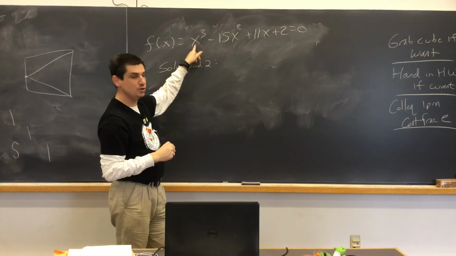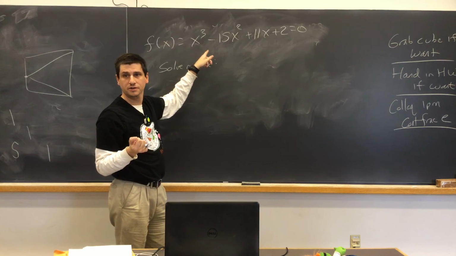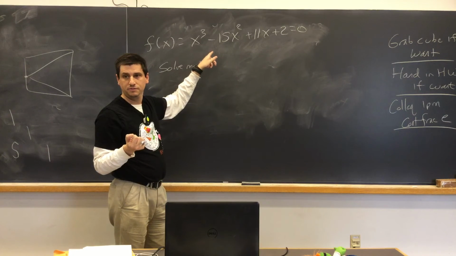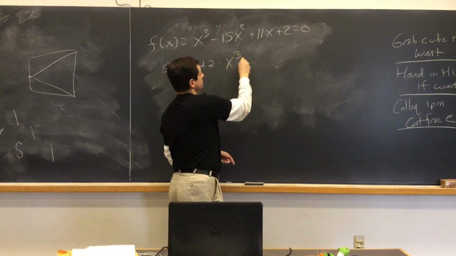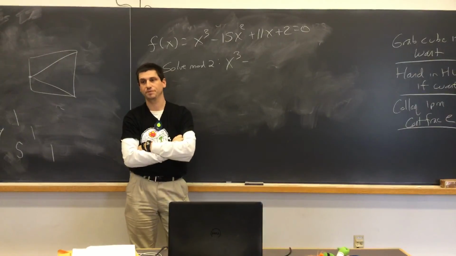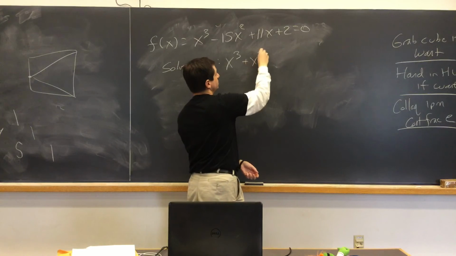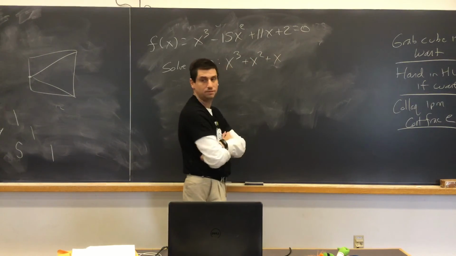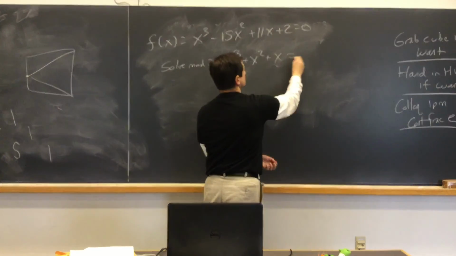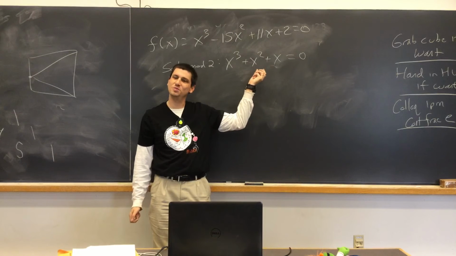Okay? When we look at x cubed, mod 2, x cubed is just? It's just x cubed. What about minus 15x squared? What is that? Minus x squared, or just plus x squared even. What about 11x? What is that? X. And what about 2? Just 0. And actually, if you're looking at things mod 2, what is x squared mod 2?